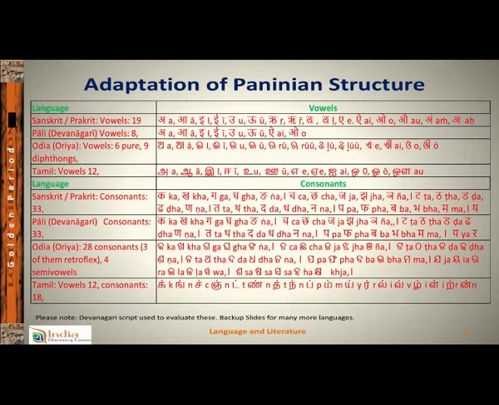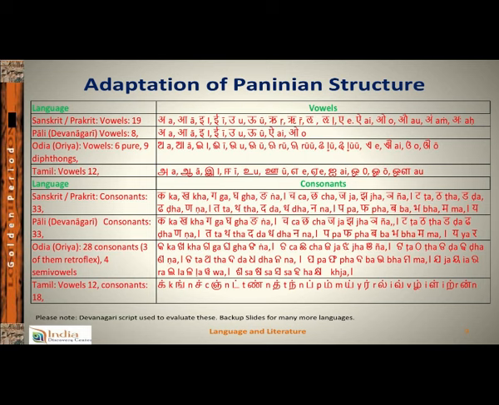Now, this is a structure. I'm trying to give you a flavor that around 400 BC, Panini, a Sanskrit grammarian, created the vowels and consonants: how many vowels and how many consonants, what language and what combinations, that entire grammar structure which he created. What I'm trying to show you here is that there is some kind of adaptation of that grammar structure which was created by Panini, in Sanskrit and Prakrit.